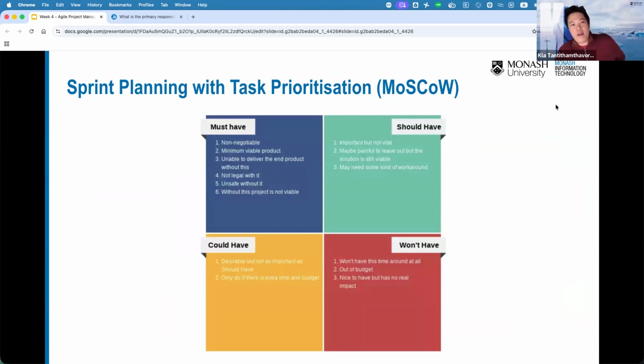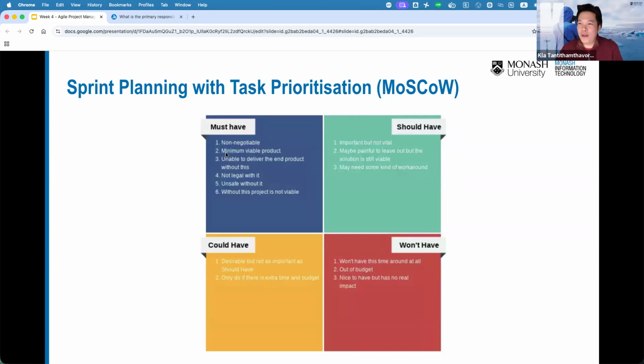And one of the frameworks that I highly recommend to everyone is to use the MoSCoW. Okay, MoSCoW stands for must have, should have, could have, and won't have. That's a W, won't have, right? So must have means that this is non-negotiable. Okay, it should be included in the minimum viable product.